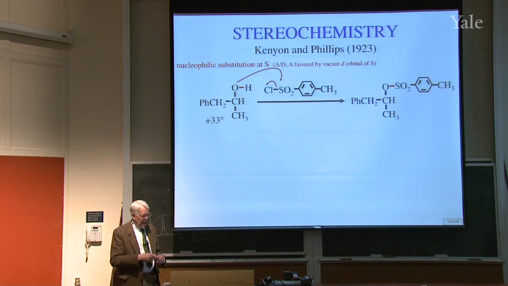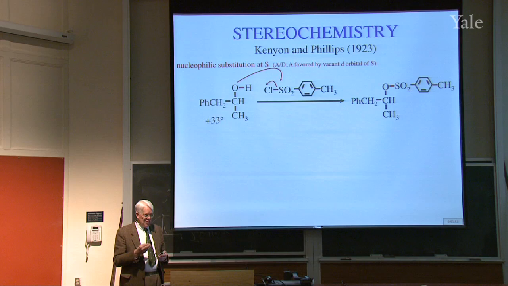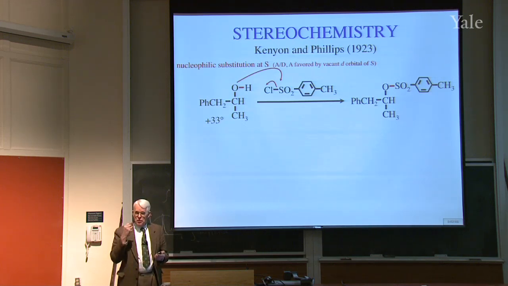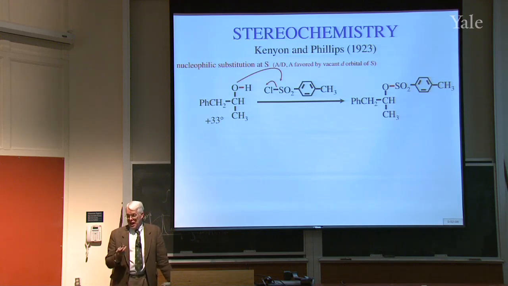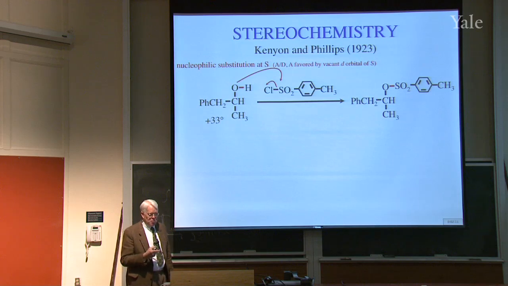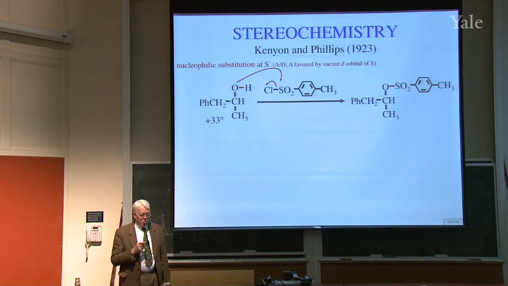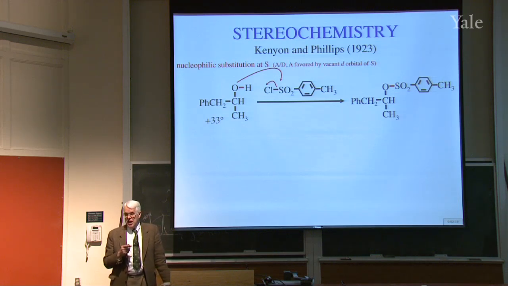And notice that this mechanism is AD. It's first association, attack the sulfur, and then dissociation, lose the chloride. And the reason you can do that is that there's a vacant d orbital on sulfur, so there's a way that you can form a new bond without breaking the old one. You don't have to attack sigma star. And once you have this product, that now is a good leaving group, because if you break the bond between carbon and oxygen, now the anion you get is not OH minus, but an anion analogous to the anion of sulfuric acid, OSO2, right?